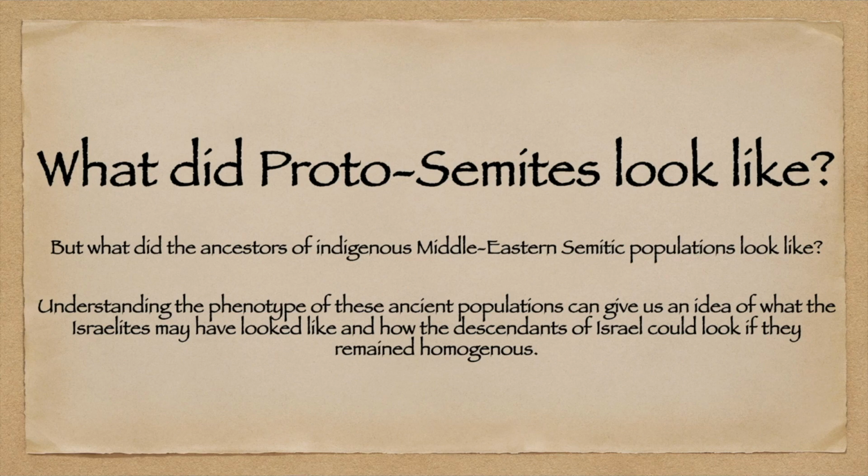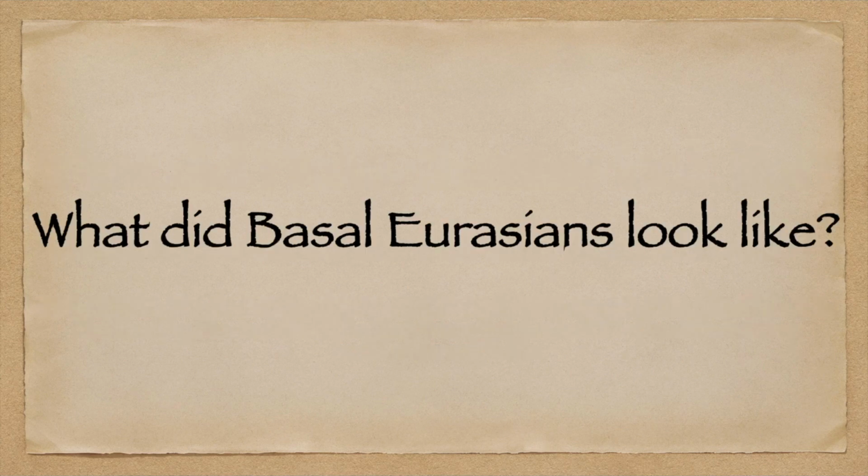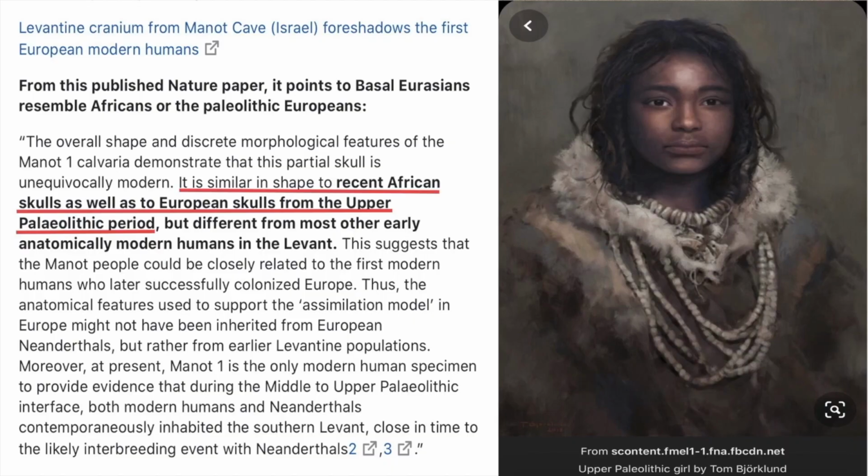Understanding the phenotype of these ancient populations can give us an idea of what the Israelites may have looked like and how the descendants of Israel could look if they remained homogeneous. So, what did basal Eurasians look like? This paper deals with the phenotype when it comes to basal Eurasians.